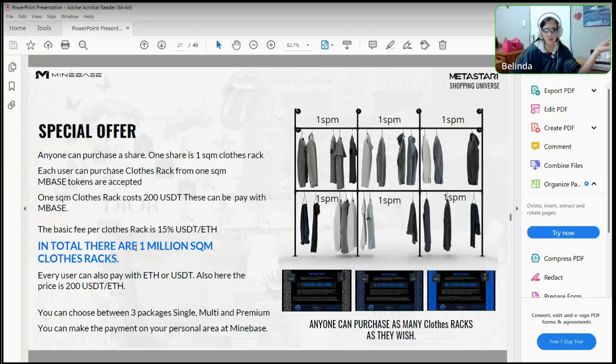Okay, so one share is 1 square meter. There's only 1 million square meters of Closerack. So once all of these are sold, then there's no more to be bought unless obviously you sell them yourself, which I'm not sure how to do yet, but I'm sure it will be possible if you wanted to sell your shares to somebody else. Okay, the price is 200 USDT or Ethereum per share.